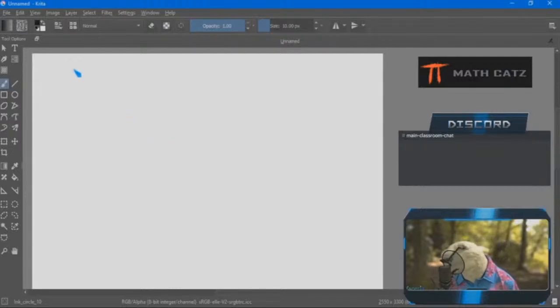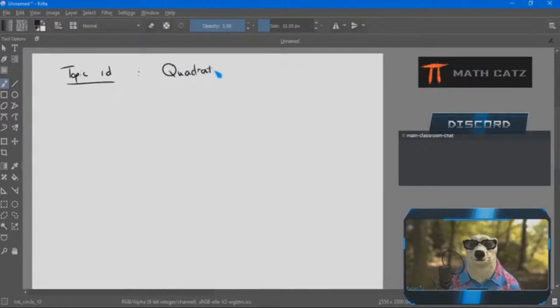So let us move on to topic 1D, of course, in my numbering system, and that'll be on quadratic functions. Certainly the next step forward.